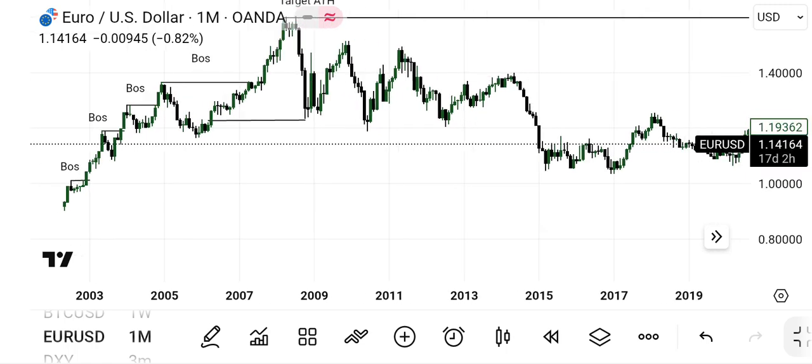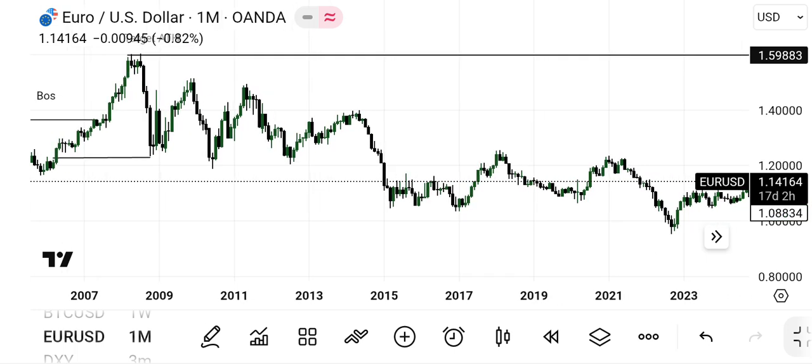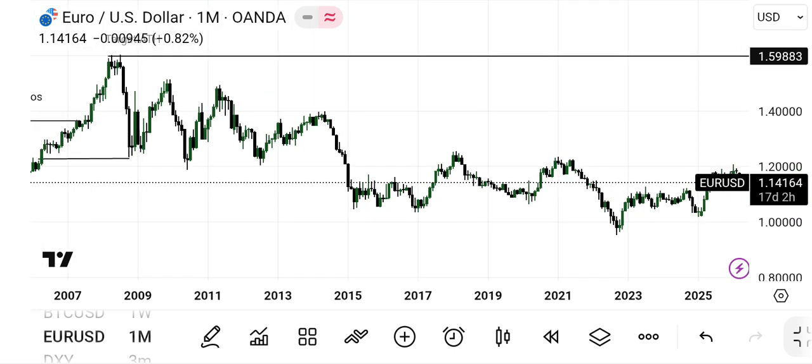So when I push on my right hand side, you will see the market is completely bearish, whereby we see higher low, lower low, higher low, lower low, higher highs, lower low.